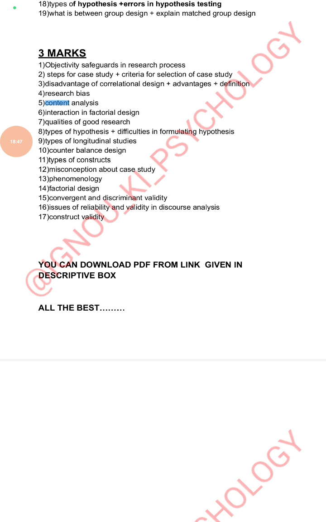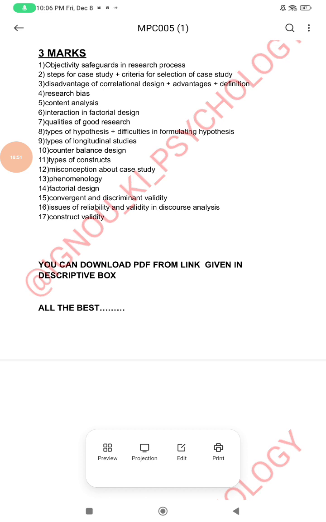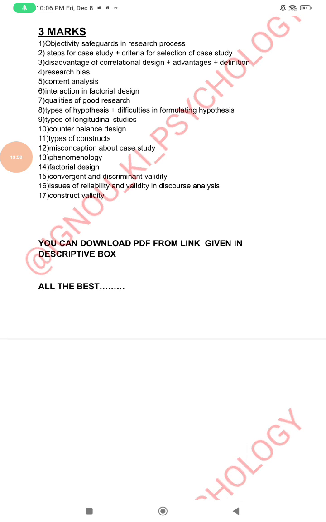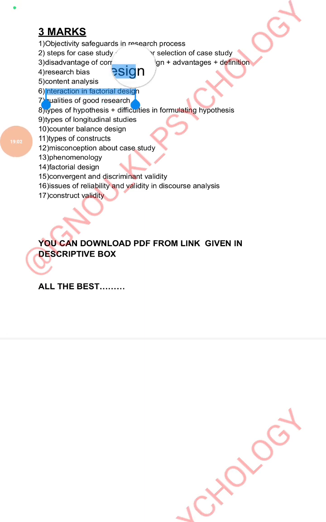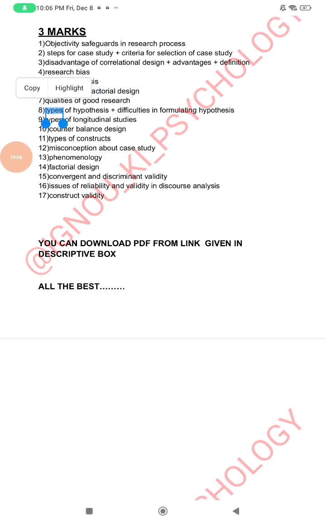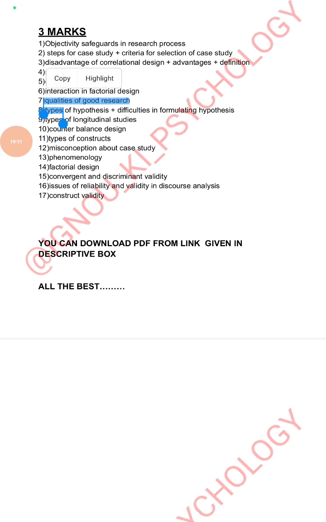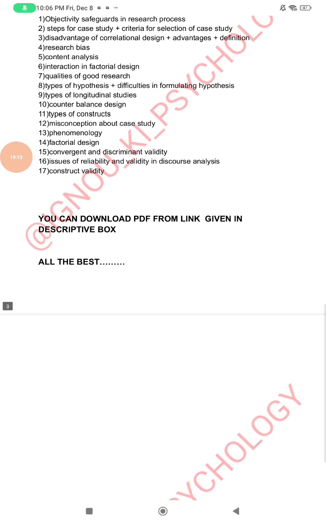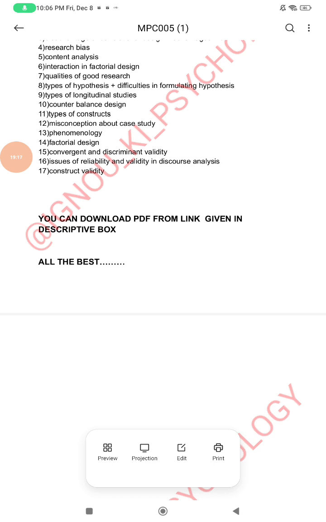Then question number 5. Content analysis. Content analysis, basically, is a research tool to determine the presence of certain words, themes, or concepts within qualitative data. Okay. Then question number 6. Interaction in factorial design. Again, it is interaction of variables. Question number 7. Qualities of good research. This is again a very straightforward question. Then question number 8. Types of hypothesis. Difficulty in formulating hypothesis. Again, we have seen.